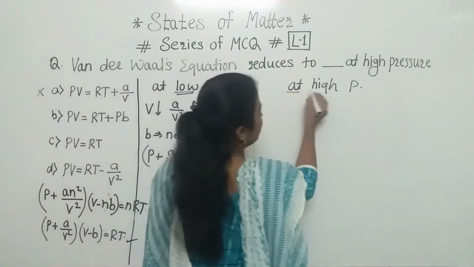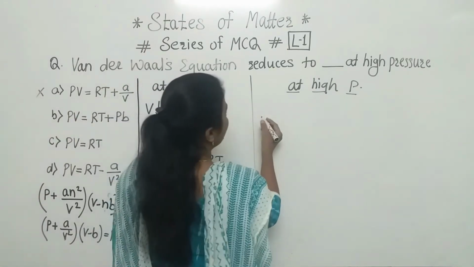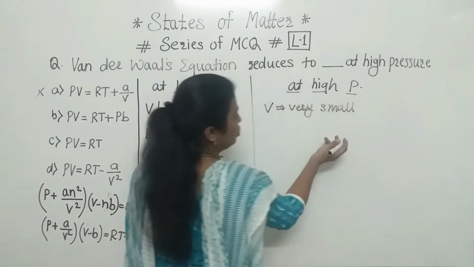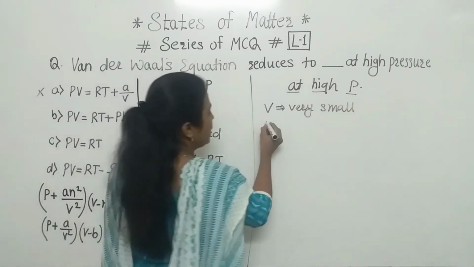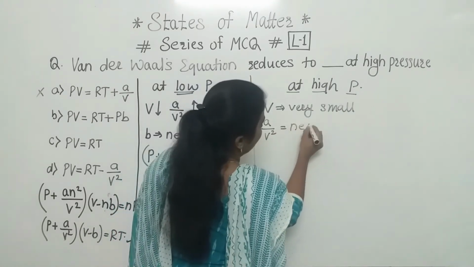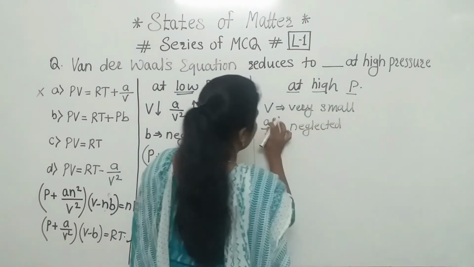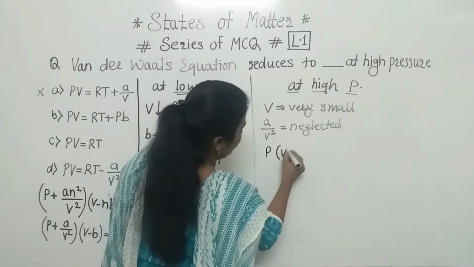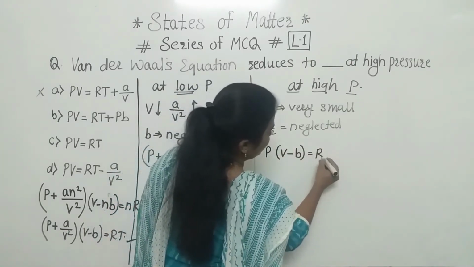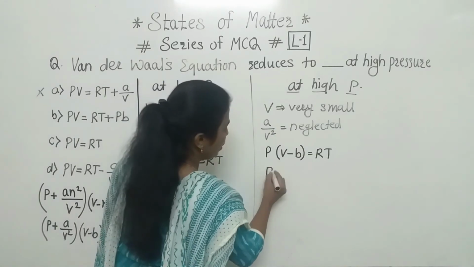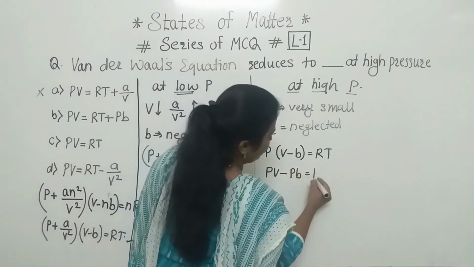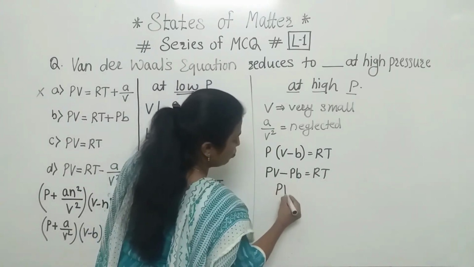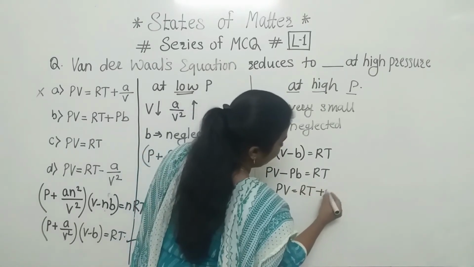Now we'll discuss the equation at high pressure. When pressure is high, at that time volume is very small. So if volume is very small and pressure is very high, then the a/V² term is neglected. So the equation will be P(V − b) = RT. Simply by multiplication, PV − Pb = RT. If we shift Pb, which is negative, to the other side it will become positive. So PV = RT + Pb.